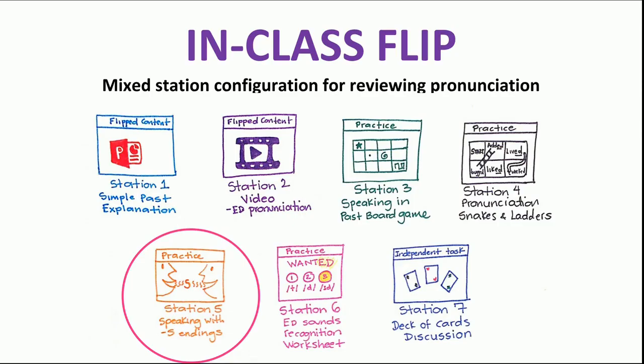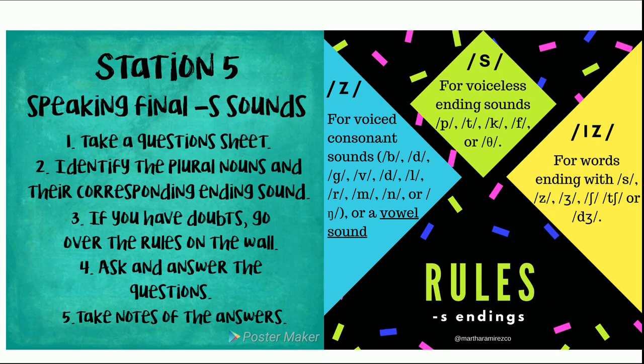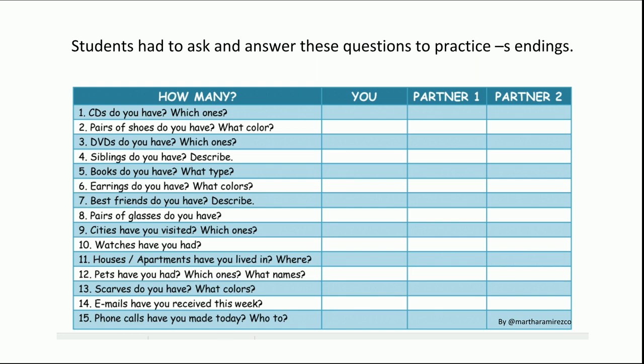Station 5 was an S ending speaking activity, and this one was actually a practice/flip station, since students could also review the explanation of the rules within the same station. This explanation was pasted on the wall, and here you have an example of the types of questions they had to ask and answer. Students worked in groups of 3, and they asked and answered the different questions using the correct S endings by verifying with the pronunciation rules. Of course, I passed by the station to check how they were pronouncing, and I gave them feedback accordingly.